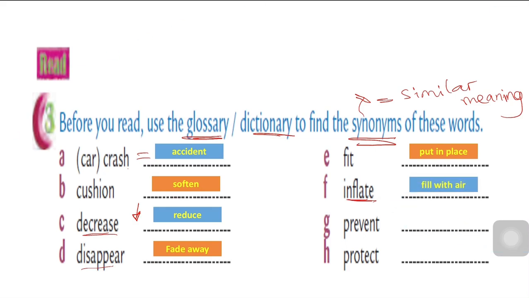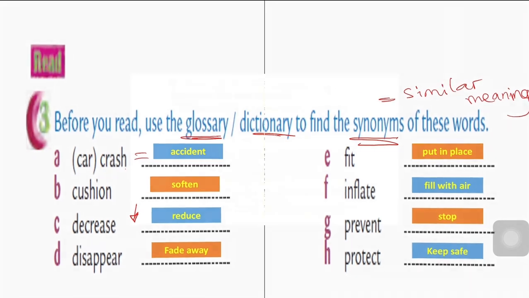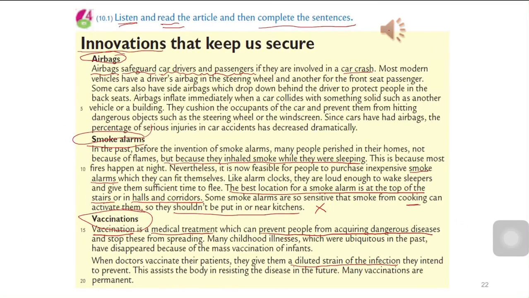The last 2 words: to prevent means to stop, as you know it here, to stop from getting injured or something, as we said. So to prevent means to stop. And the last one, to protect, is to keep safe, as you can see here. All right, now let's move on to our lesson.